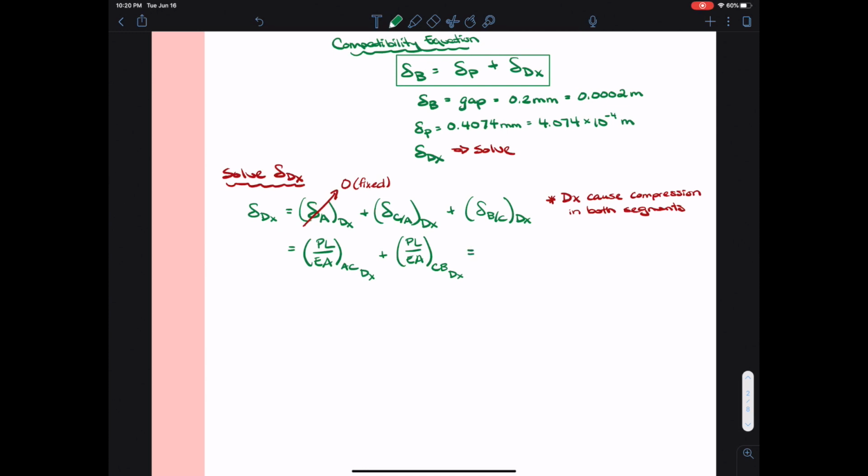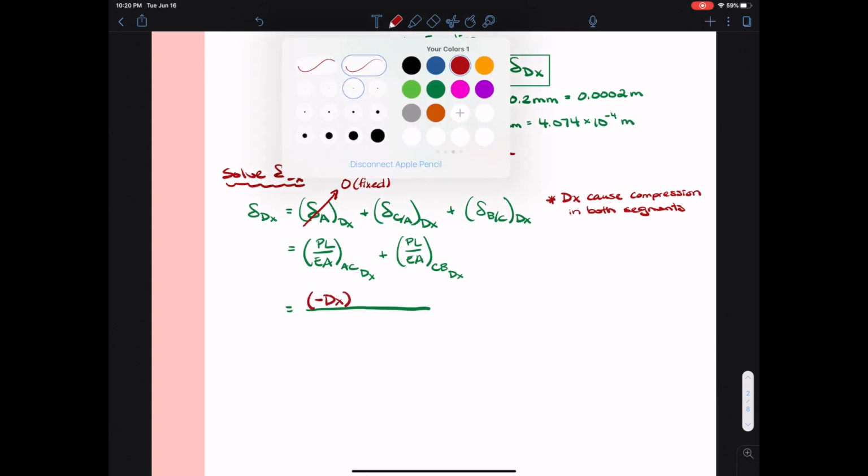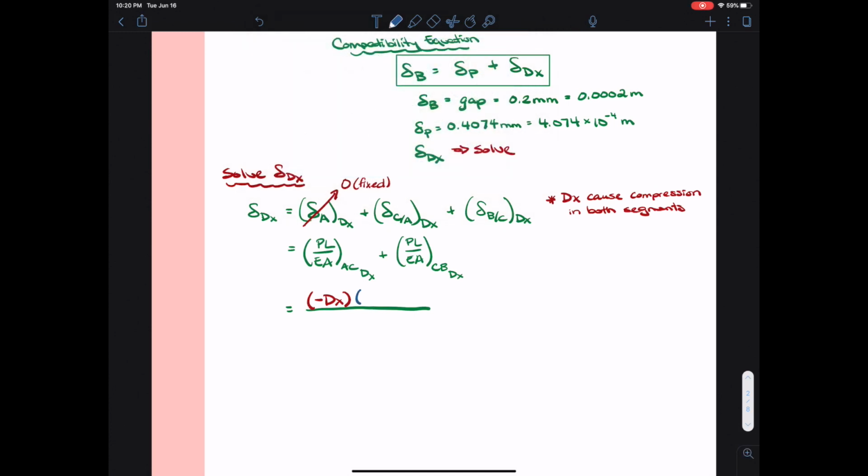I'll substitute my material law for my delta. So again, delta equals PL over EA. I've substituted the material law into my kinematics equation, and now I'm going to write an expression that's all in terms of dx. Because dx causes compression, I'll represent it with a negative sign. So we have negative dx times the length, 0.3 meters. This is for segment AC.